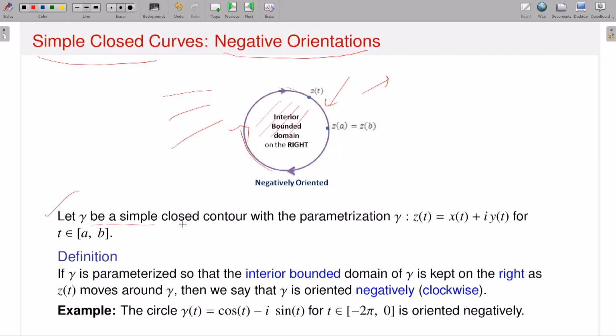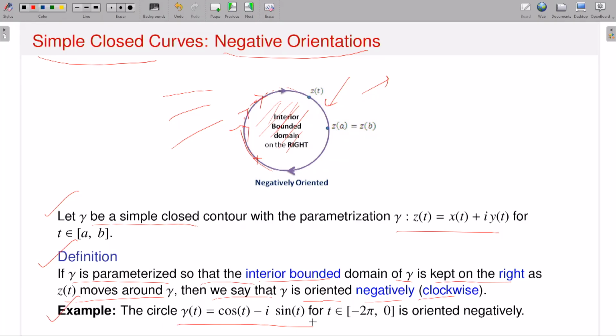So, let gamma be a simple closed contour with parameterization gamma equal to z(t), which is x(t) plus i y(t). Then I am giving the definition. If gamma is parameterized, the interior bounded domain of gamma is kept on the right as z(t) moves around gamma. That means if I move around my gamma, the interior bounded domain is always on the right hand side. Now if I move in this direction, you will see the interior bounded domain is on the right hand side. Then we say that this orientation is called negative orientation or clockwise. You can say that I am moving in the clockwise direction, or the other one is the anti-clockwise direction.